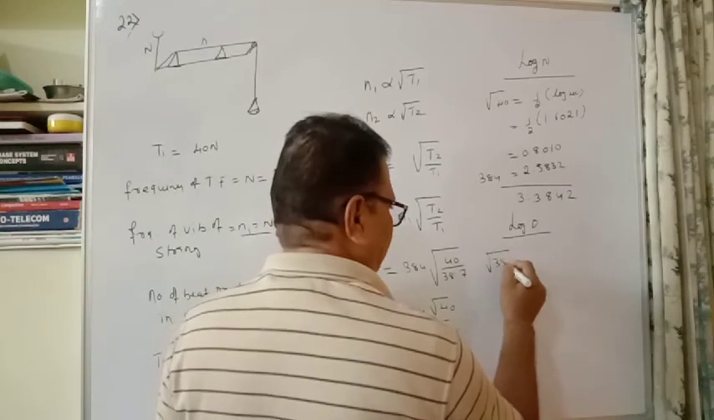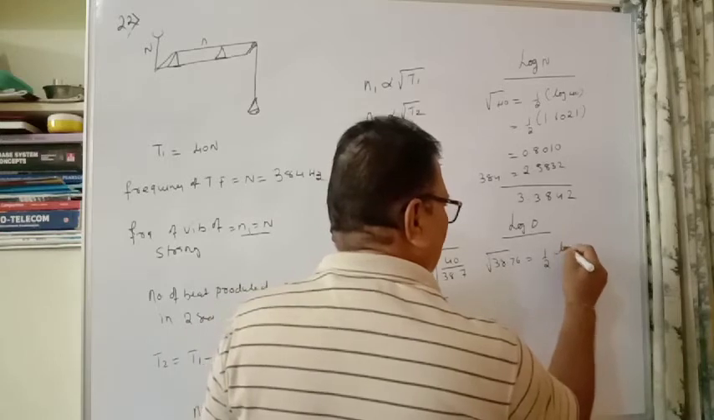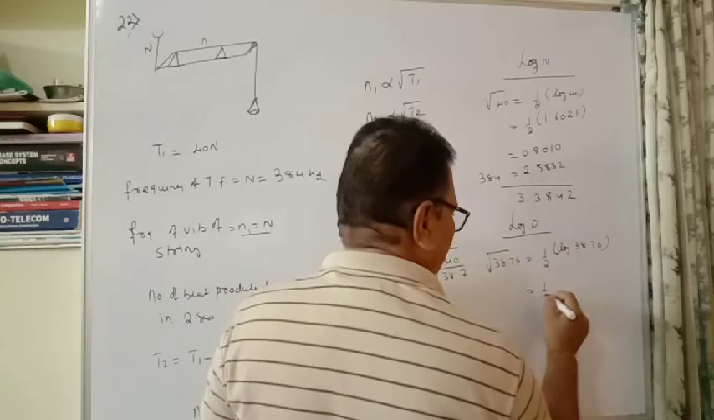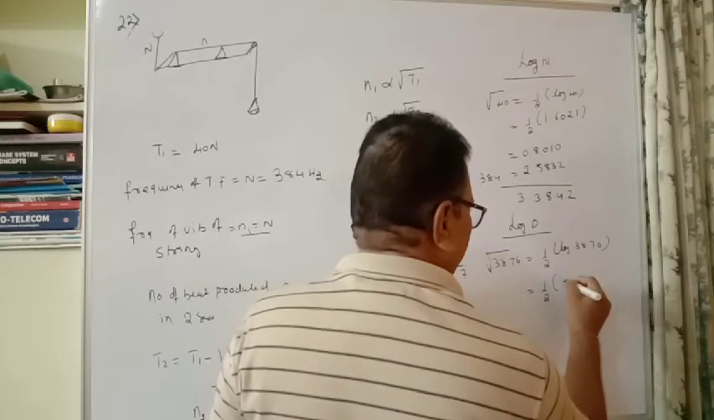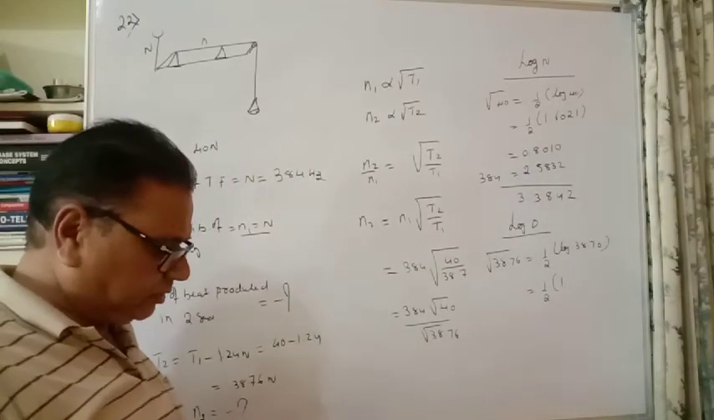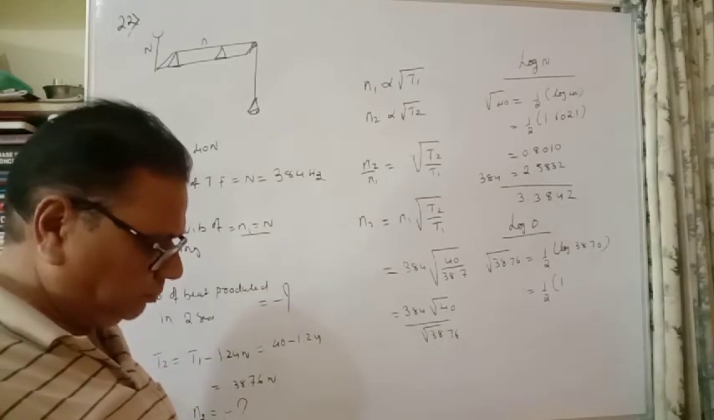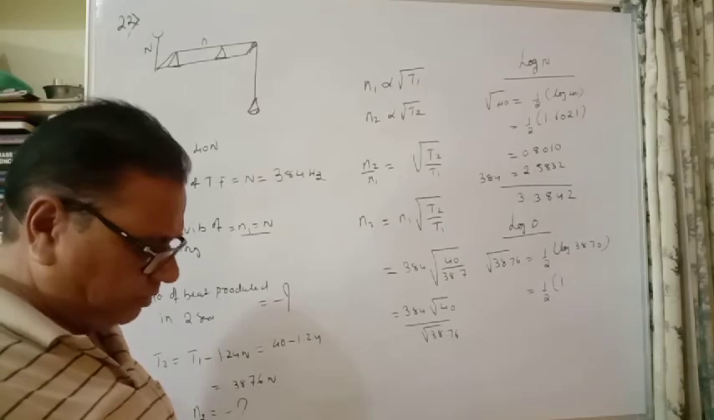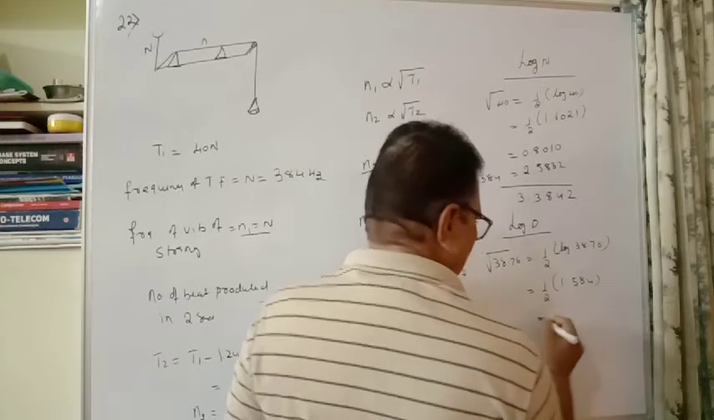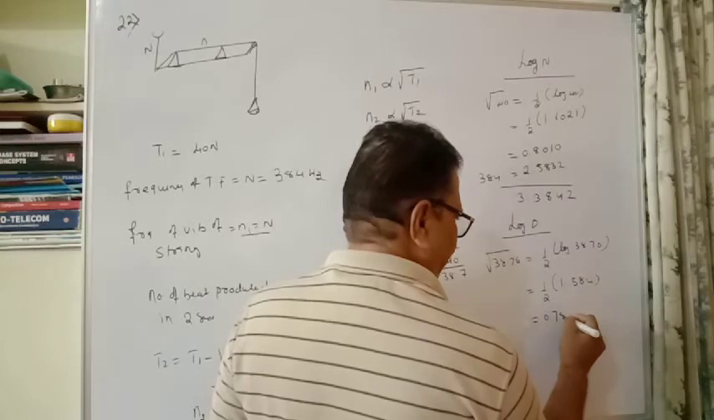Under root 38.76 is equal to 1 by 2 log of 38.76, which is equal to 1 by 2 log of 38.76. 1.5884, or dividing by 2 we get 0.782.